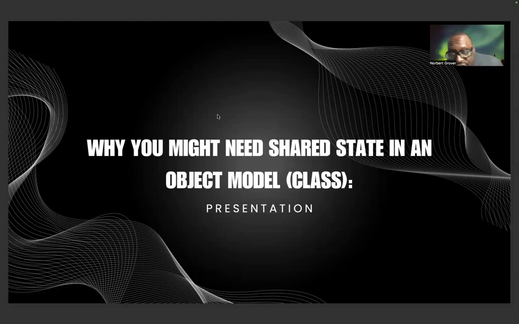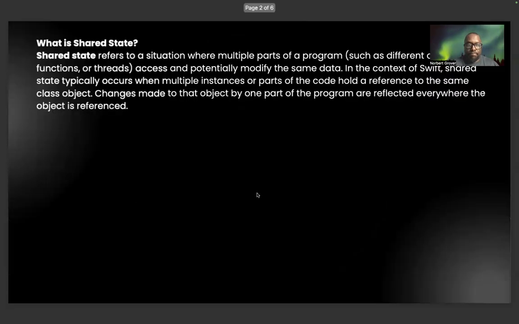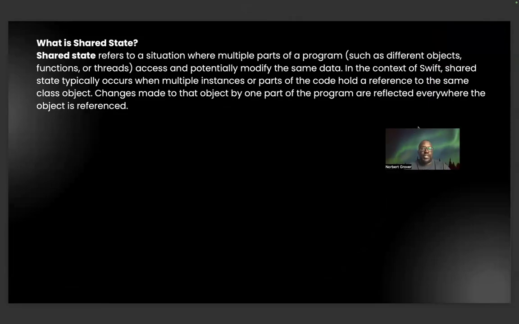Okay, why you might need shared state in an object model, which is a class. Well, so what is shared state? Shared state refers to a situation where multiple parts of a program access and potentially modify the same data. In the context of Swift, shared state typically occurs when multiple instances or parts of the code hold a reference to the same class object. Changes made to that object by one part of the program are reflected everywhere the object is referenced.